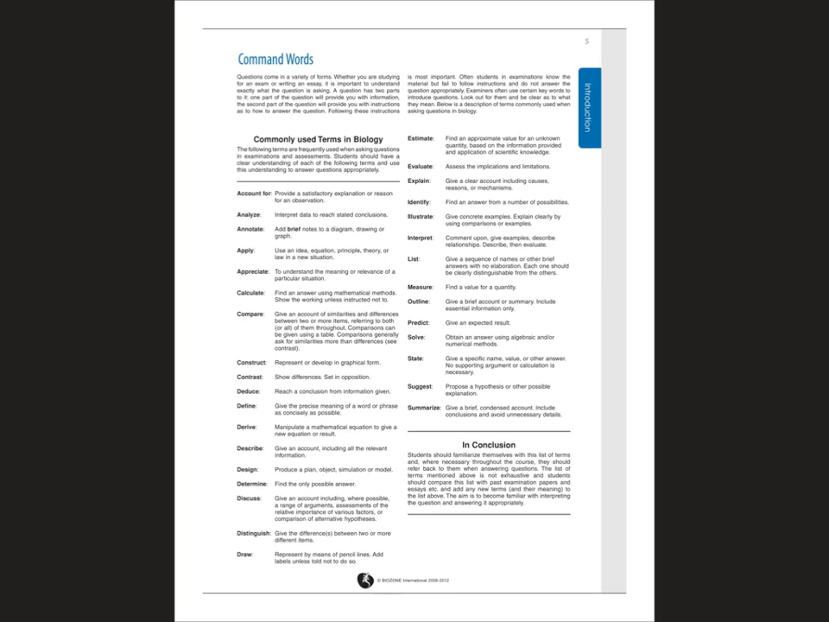Now here are some command words. These are words that you should be able to look at and know what they mean when you see them: analyze, annotate, apply, appreciate, calculate, compare. You should be able to understand what they mean by words like this. All right?